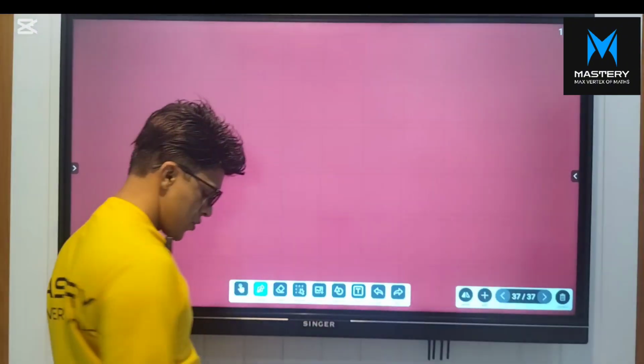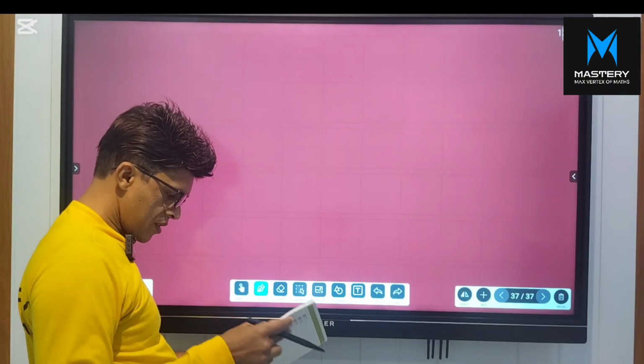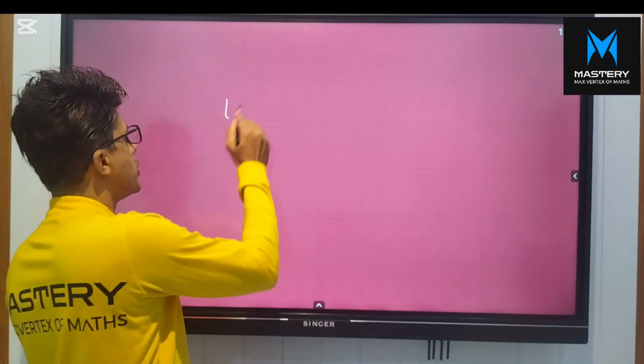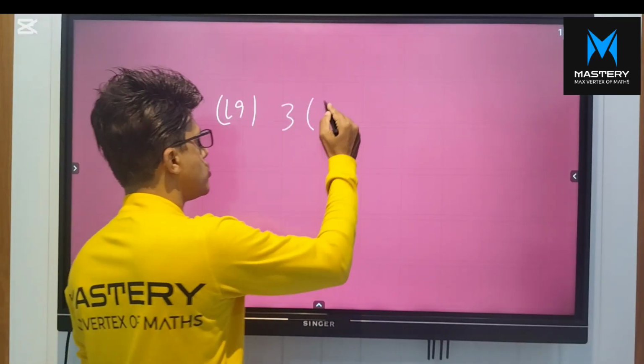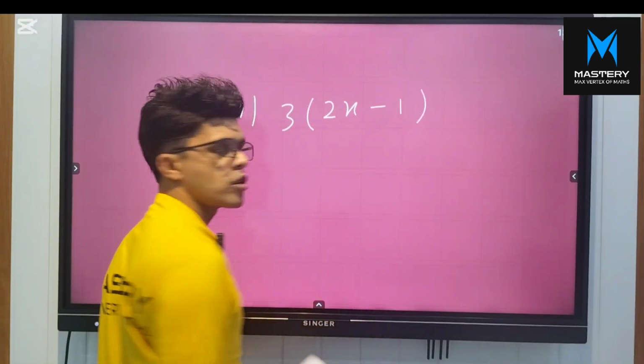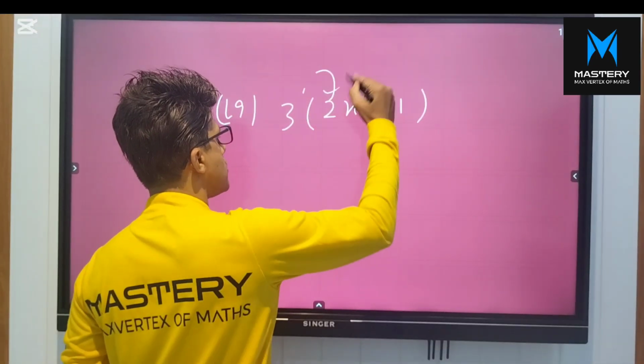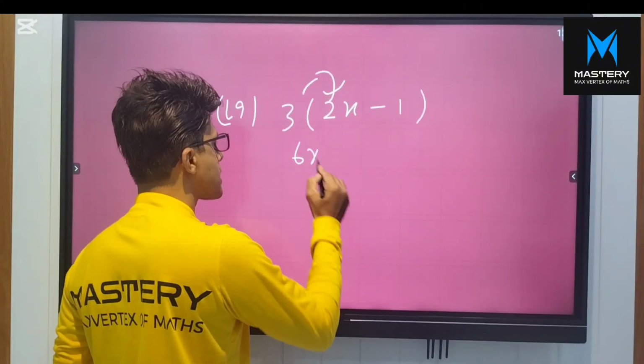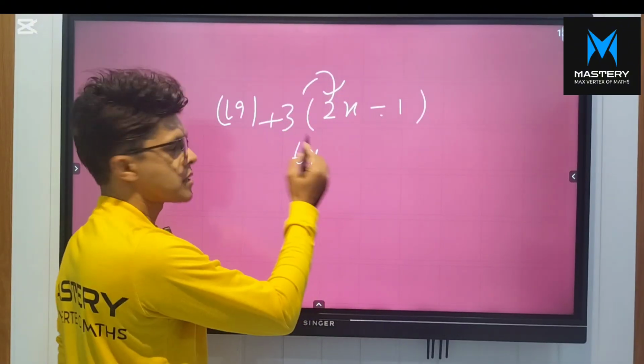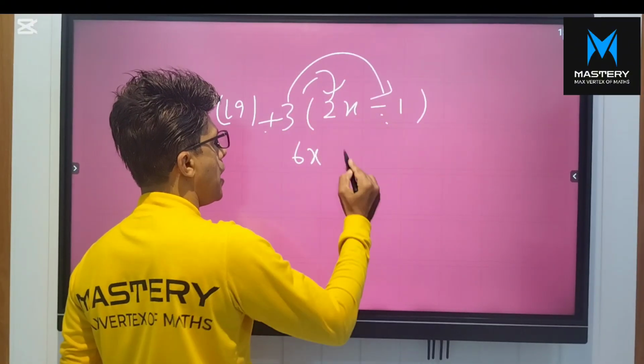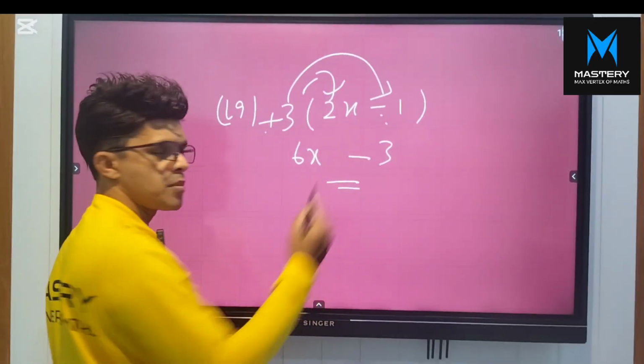Okay, next question, the 19th question. Remove brackets. You need to remove the brackets, right? 3 into 2x minus 1. How can you remove the brackets here? 3 times 2, which is 6, so 6x. Here plus, here minus. Plus into minus is minus, 3 into 1 is 3. You cannot simplify this one more.